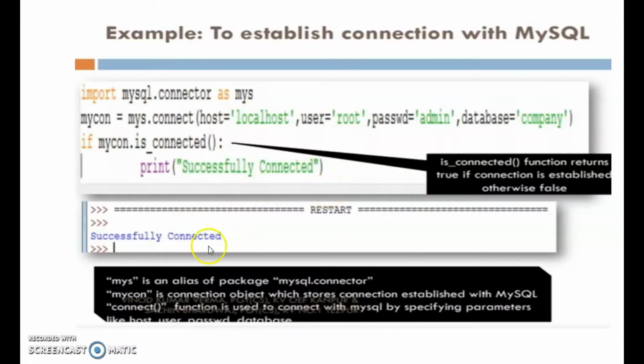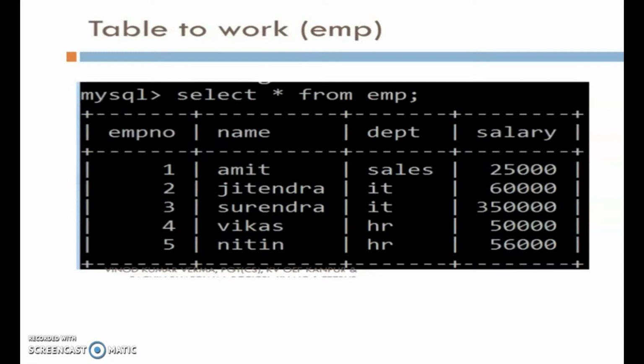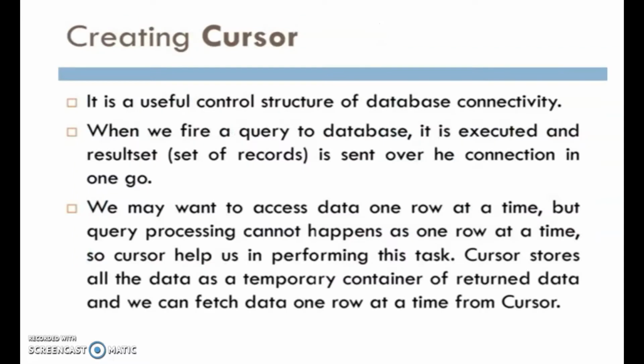Okay, so when you run the program, you will get a message like this: successfully connected. Clear? The next one, this is the table that we have to work on. Employee table. Here we have employee number, name, department and salary. Four fields, and here 5 rows. This is the first row, second row, third row, fourth row and fifth row. So this is the table that we have to work on.